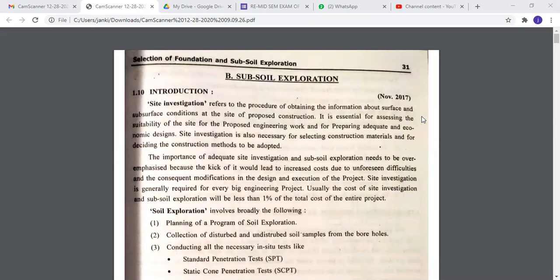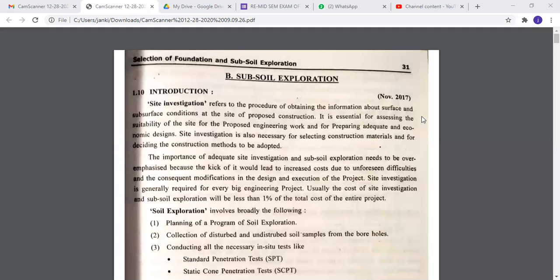So basically, the cost of site investigation and subsoil exploration will only be less than 1% of the total cost of the entire project. So 1% is very little compared to the total cost of the entire project. We can definitely spend the money on site investigation in a proper lab and with proper materials, so we can easily gather information about the site and the results of the soil conditions, right?